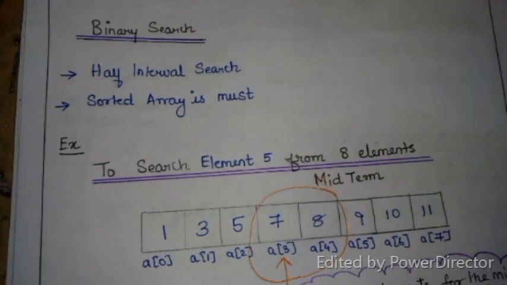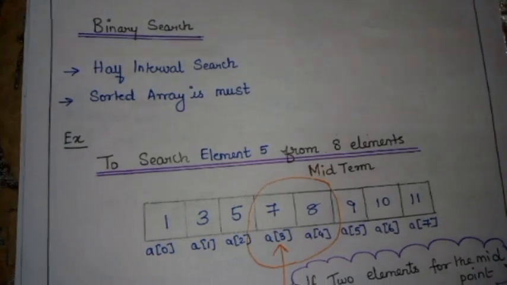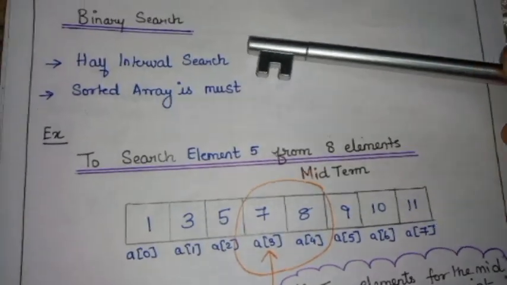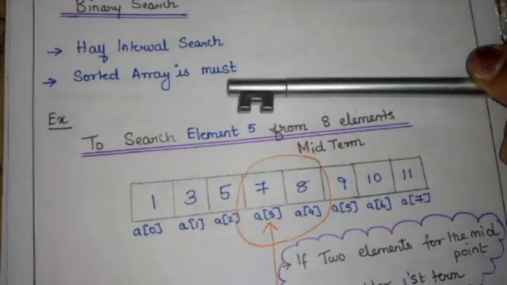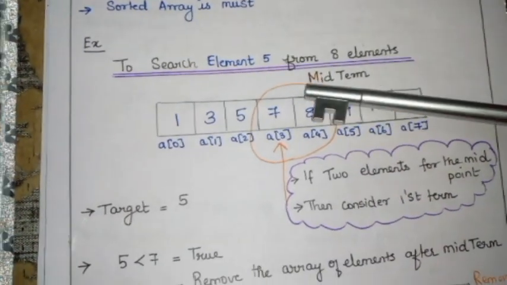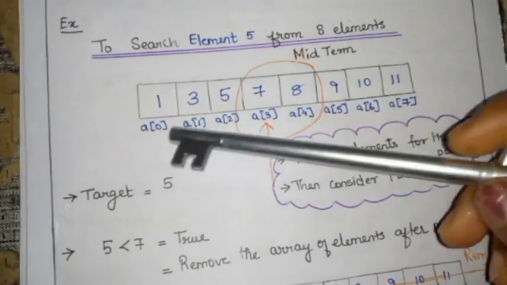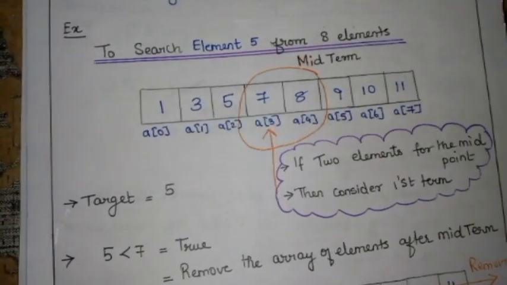Hi guys, welcome back. In this video, we'll see how to find the time complexity and space complexity of binary search using big O notation. So, what is binary search? Binary search is half interval search, and the array has to be sorted. That is a must. To search the element 5 from 8 elements, this is going to be my task. So, I have 8 elements, and I'm going to find the element 5.